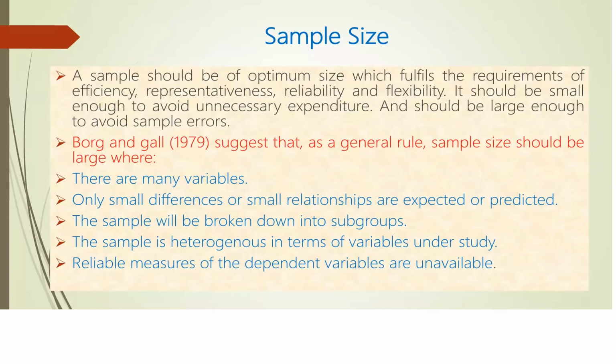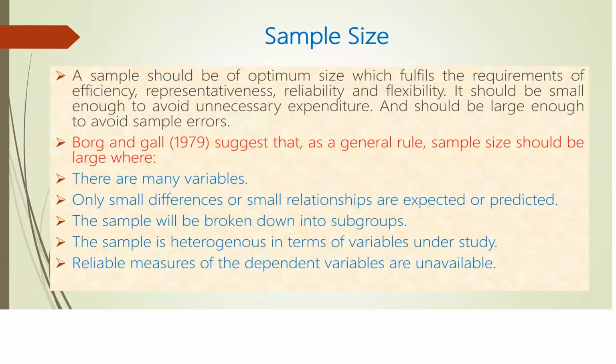So whenever you are doing sampling, you have to always take care of the sample size. A sample should be of optimum size, which fulfills the requirement of efficiency. Suppose 1,000 people are there in a particular population. That is the whole population. Then if you are going to take the sample, it should be at least 1/4. So accordingly, you have to select the sample.